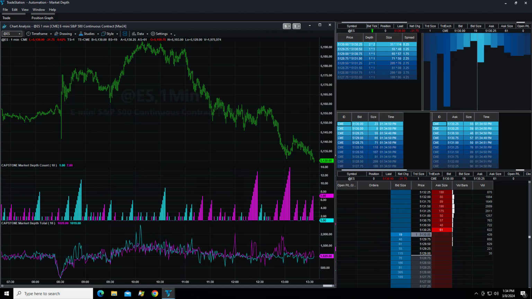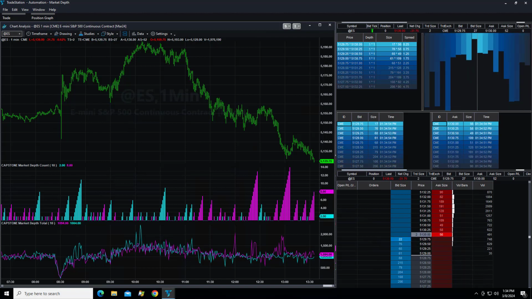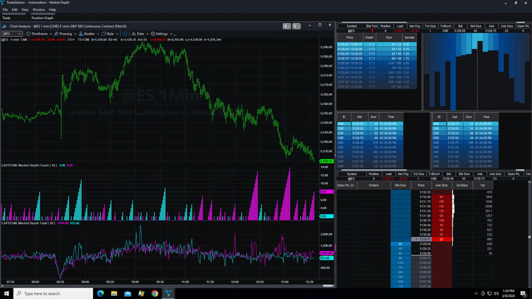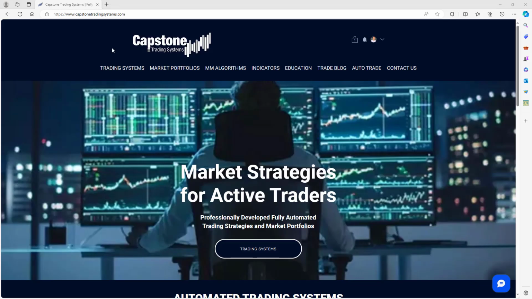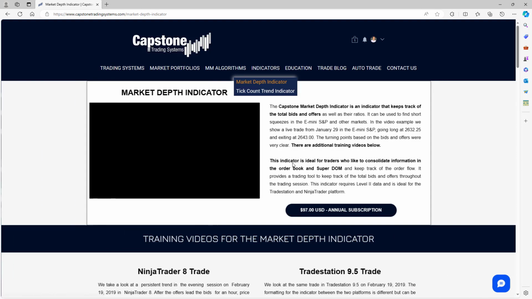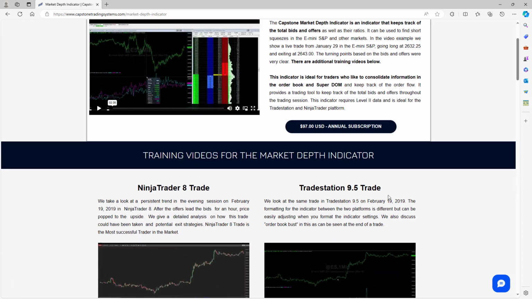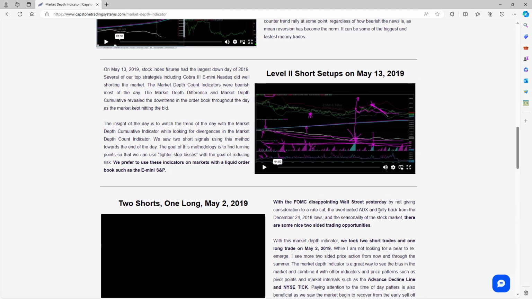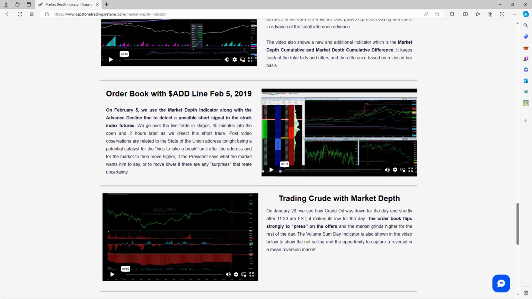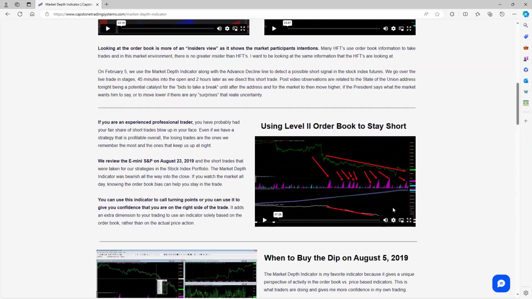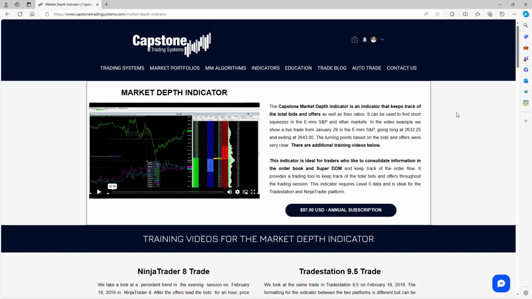And so that is the market depth indicator that we have for TradeStation. It also is available in MultiCharts and NinjaTrader. CapstoneTradingSystems.com: you go to indicators, you get the market depth indicator, and learn more about it. I have training here. I've had this indicator for a long time. It has NinjaTrader 8, TradeStation 9.5, which applies to TradeStation 10 as well. The training videos are here. This goes back a while, and you can see some of the historical training from 2019 as well as the more recent training today. And that is how we could use that indicator to not buy the dip, or to buy the dip when it is time on a day like today when the market is selling off.